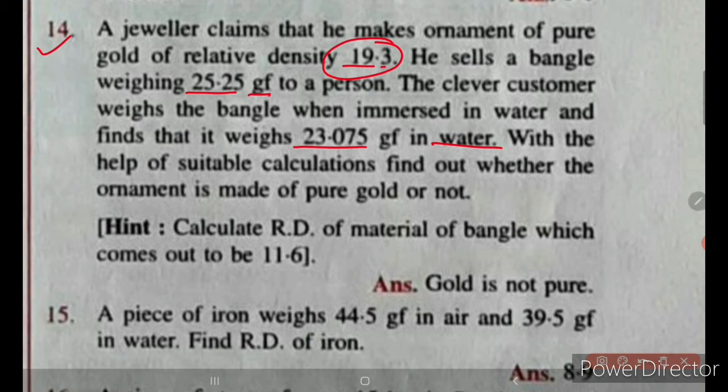So here we have W1, here we have W2. With the help of this W1 and W2, we can calculate the relative density of the given gold. Now if that relative density matches with this one here, then it is pure, otherwise it is not pure. So let us see in our calculation.